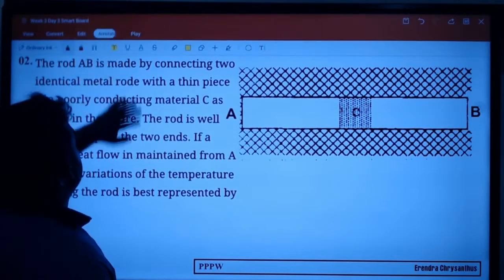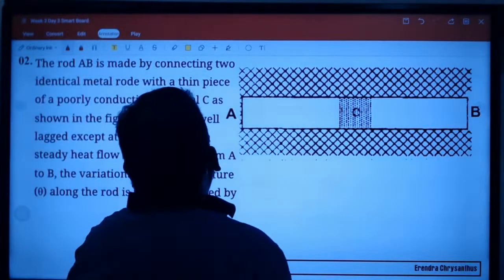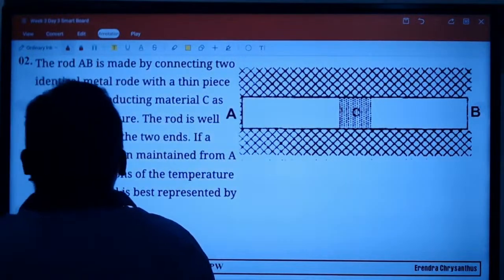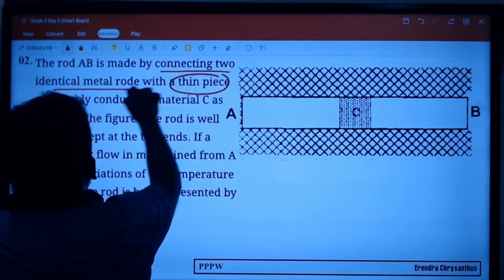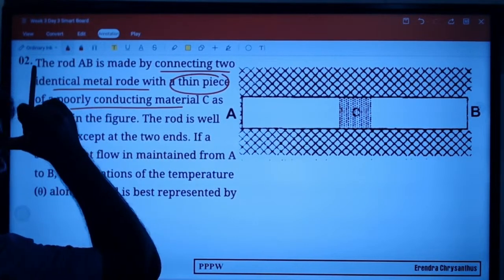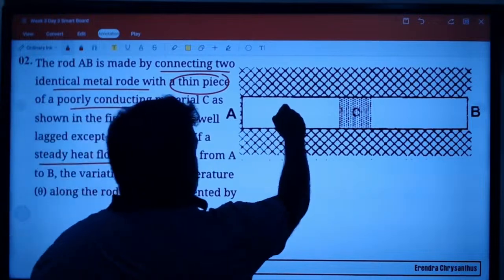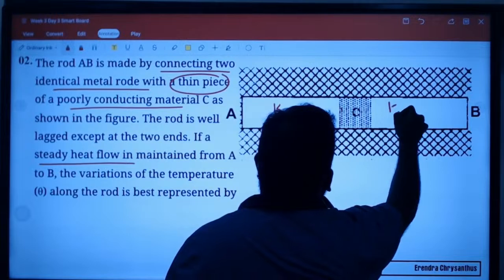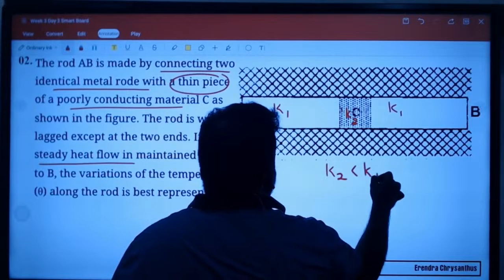Look at this. A rod AB is made by connecting two identical metal rods with a thin piece of poor conducting material. The rod is well lagged except at the two ends. If a steady flow of heat is maintained from A to B, the variation of the temperature. Two identical metal rods means thermal conductivity is the same. The thermal conductivity of the middle piece is less, K2 is less than K1.